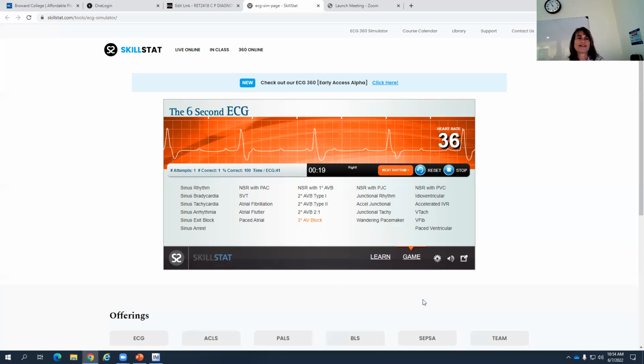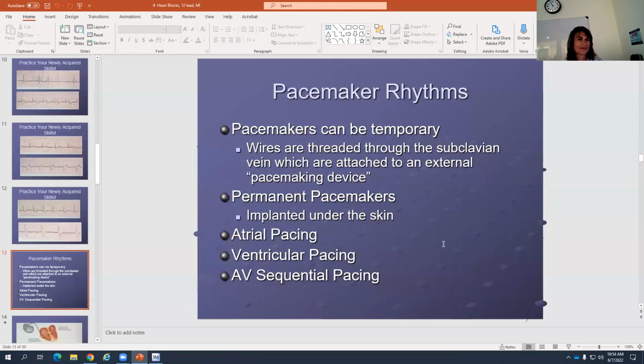Yeah, so play with that so that you're ready for your exam next week, because your exam has all your possible rhythms on it. Yes. And it just takes practice. It just takes looking at them over and over again and you get really good at it. So. We'll take a 10-minute break and then we'll talk about pacemaker rhythms.